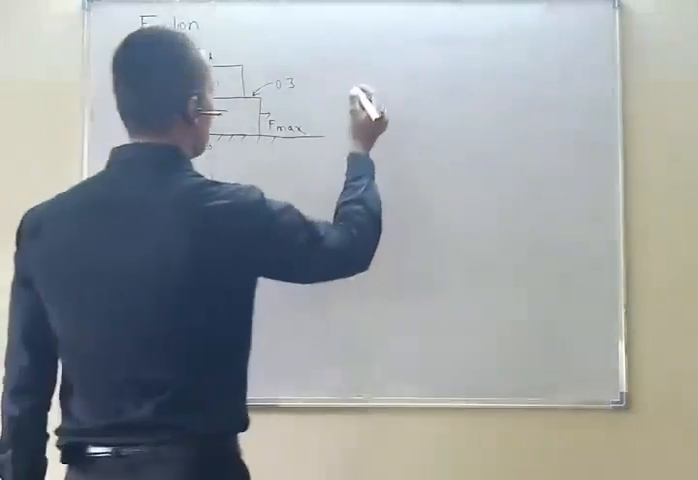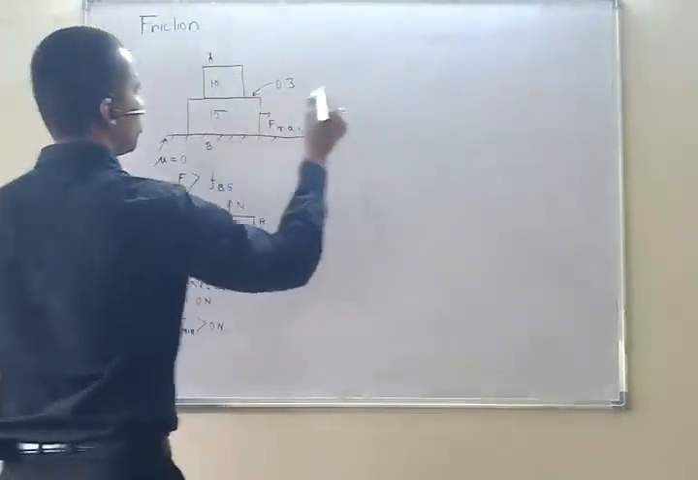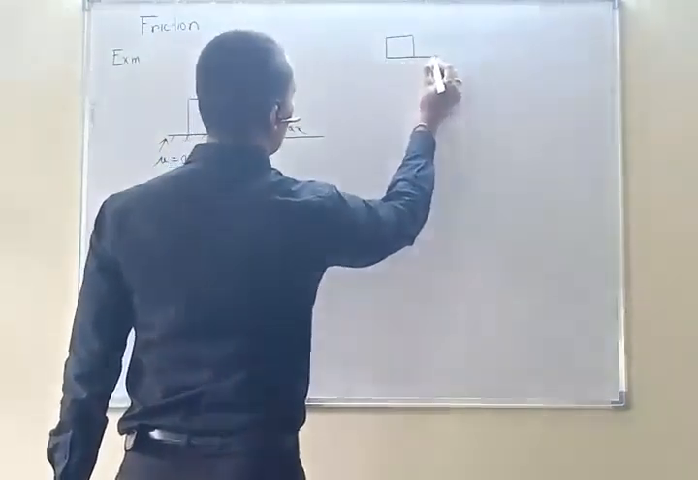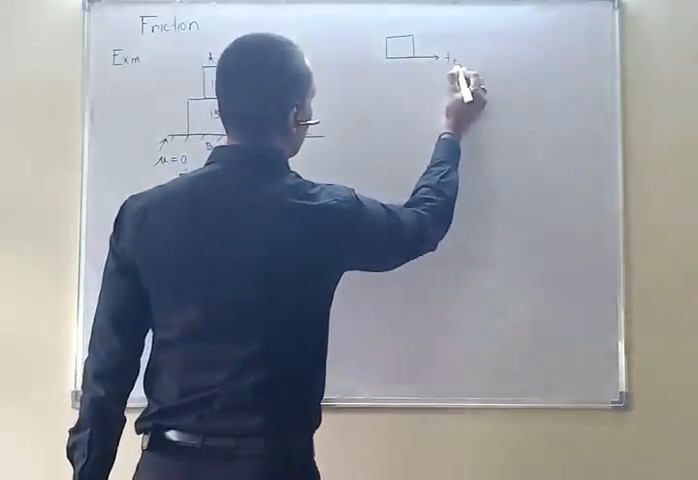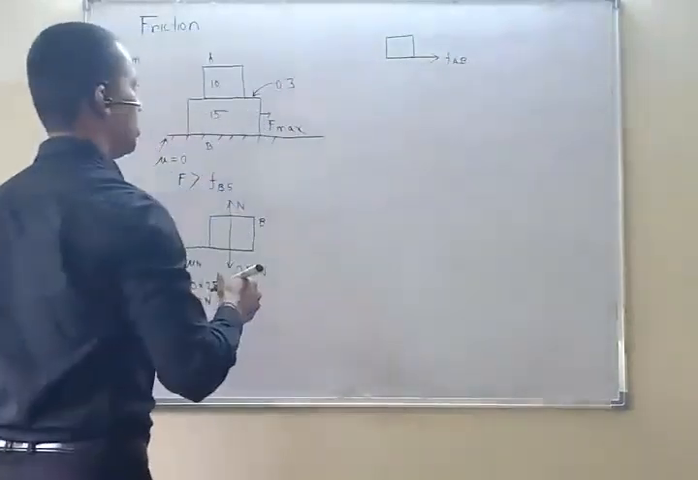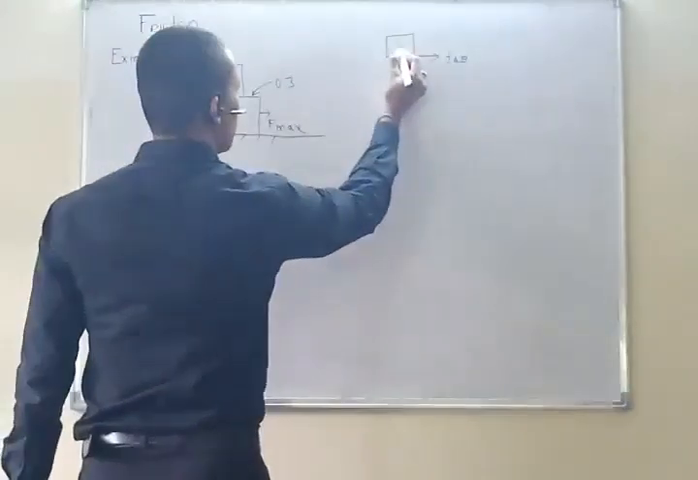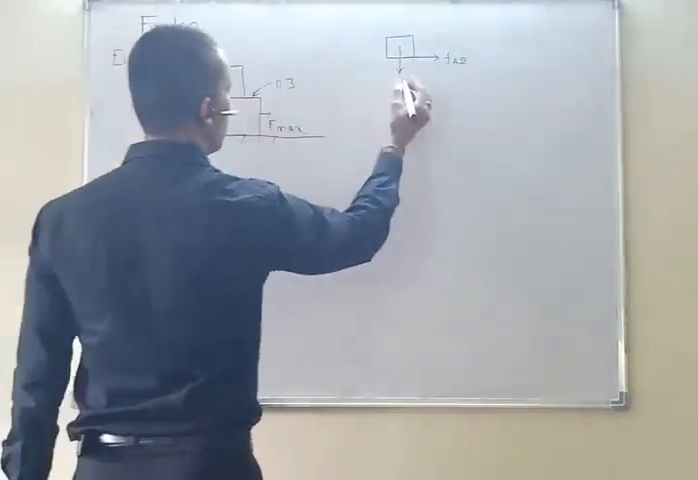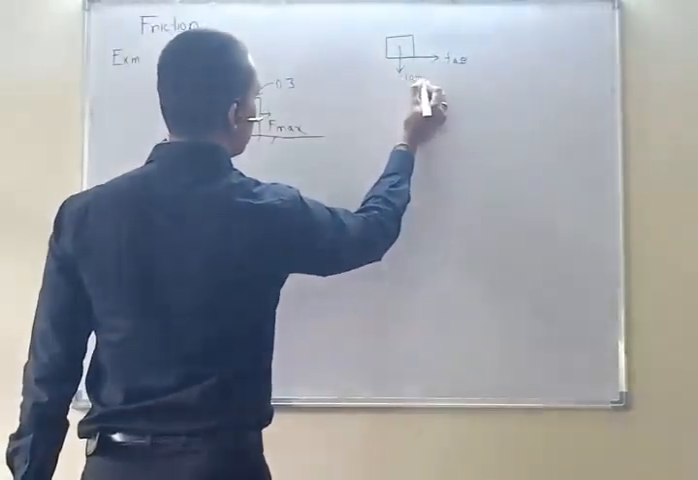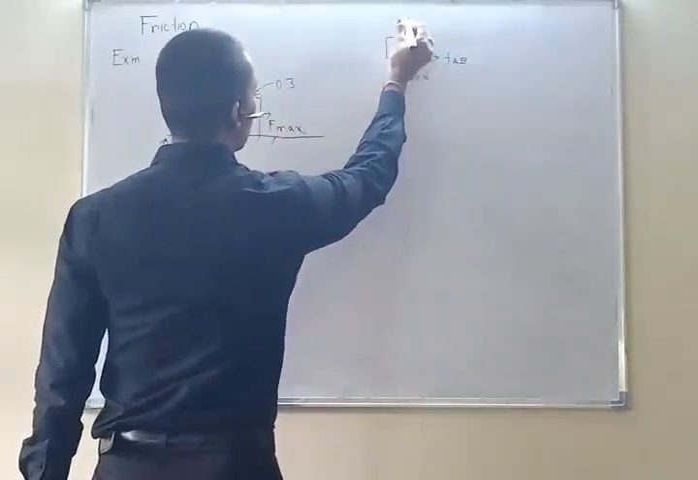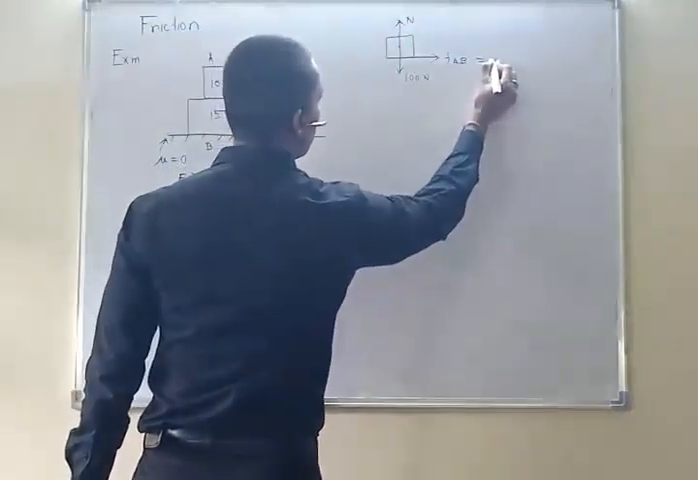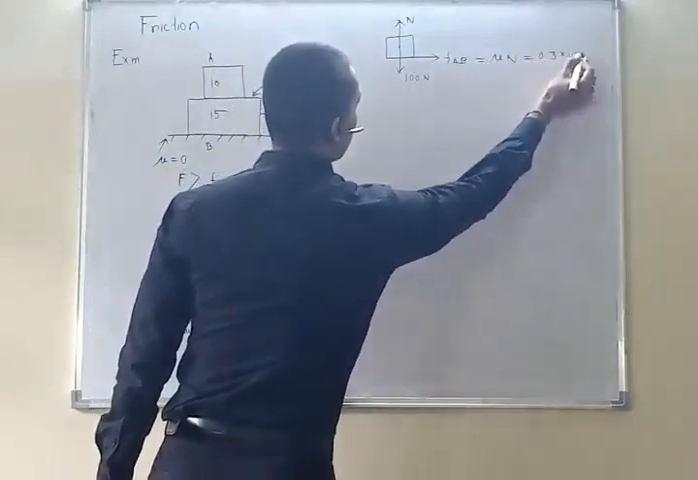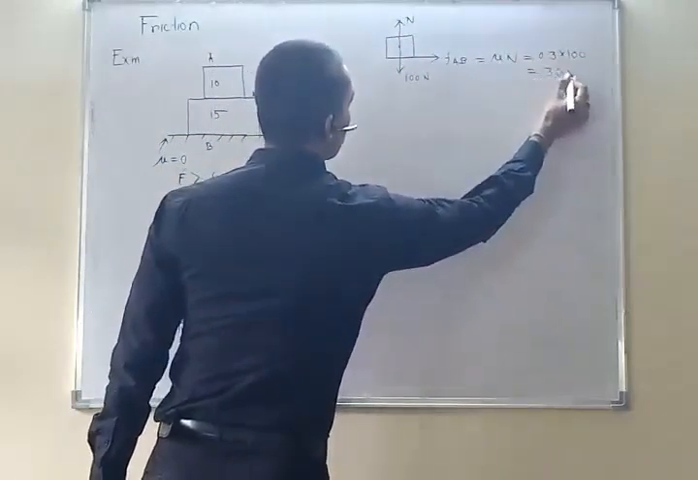F max: what is the maximum frictional force that can be given by block B on A, the force on block A by B? The maximum frictional force can be mu times N. What is mu? 0.3. What is N? 10 into 10, 100 Newton, upward normal. So mu times N is equal to 0.3 into 100. So that is 30 Newton.